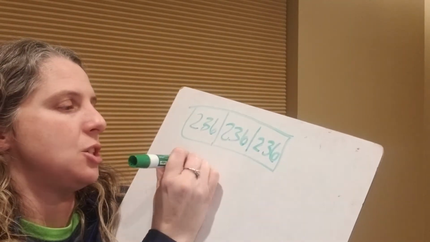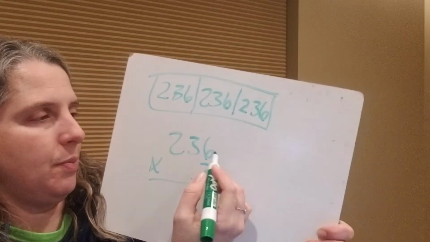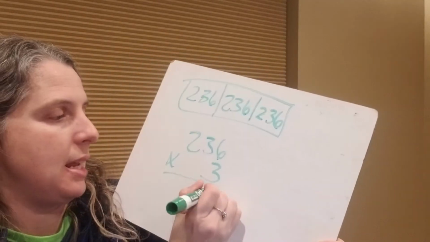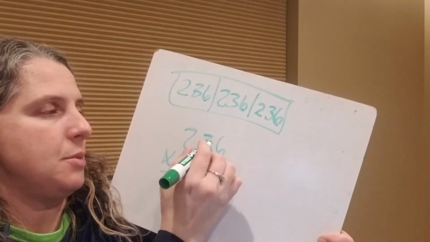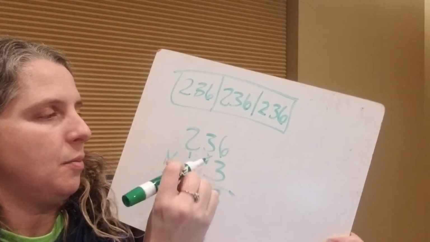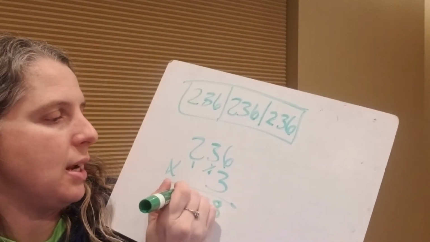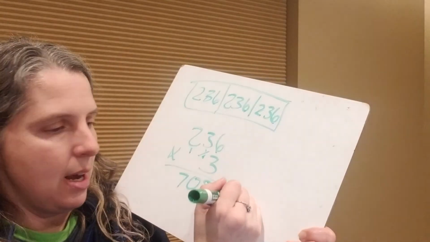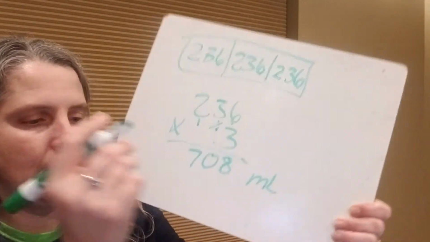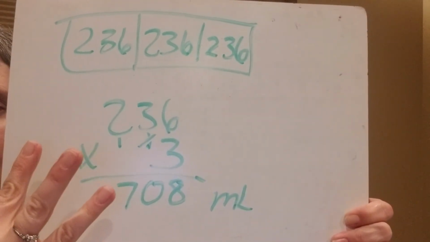So that's multiplication. 236 times 3. Okay, 6 times 3 is 18. 3 times 3 is 9, plus 1 is 10. Make sure you cross those out so you know you added. 3 times 2 is 6, plus 1 more is 7. So it's 708 milliliters of milk. That's how much there are in 3 cartons.